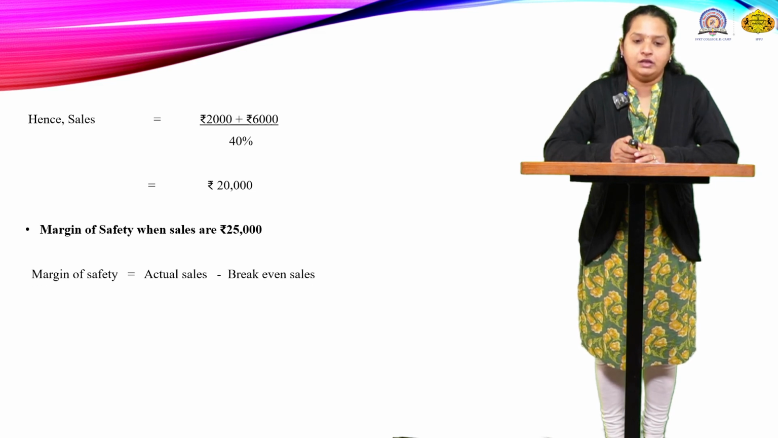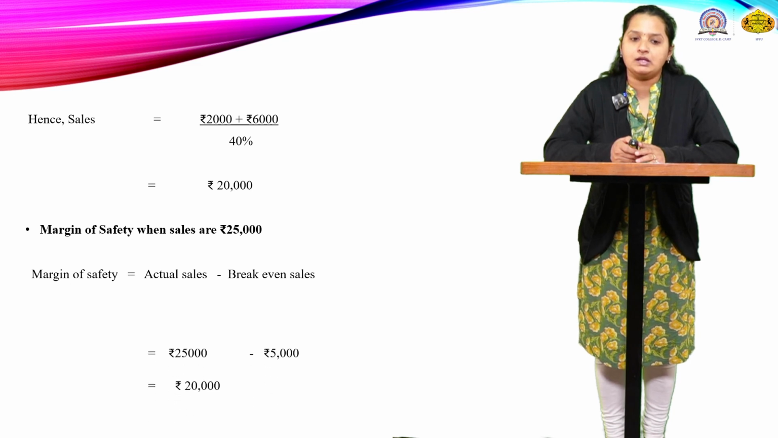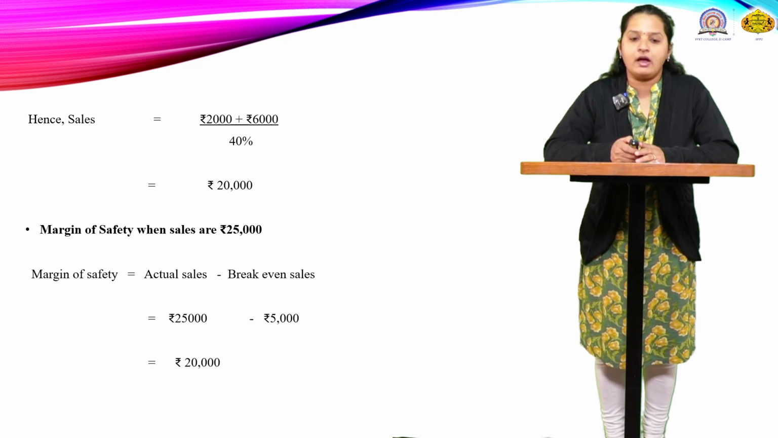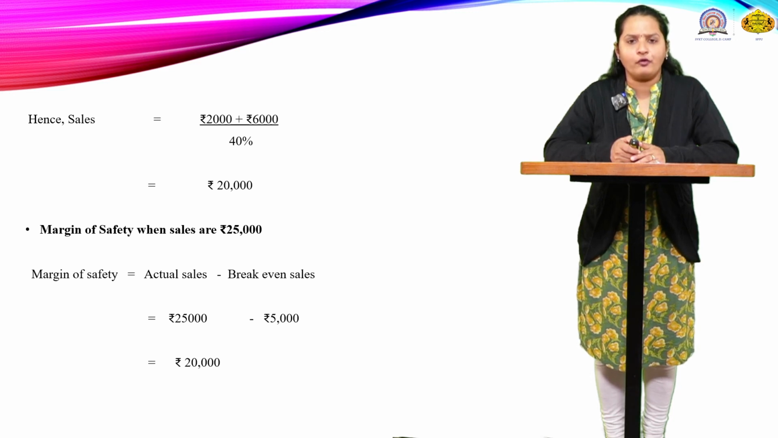Thereafter, the margin of safety, if sales are 25,000. The margin of safety is actual sales minus BEP sales. Actual sales they have given us is rupees 25,000 and the BEP sales we have calculated as rupees 5,000, and the margin of safety can be calculated as rupees 20,000. I hope you have understood these calculations regarding desired profits, calculation of sales, calculation of BEP units as well as value, and the PV ratio and margin of safety.